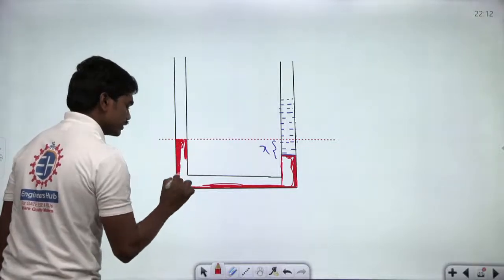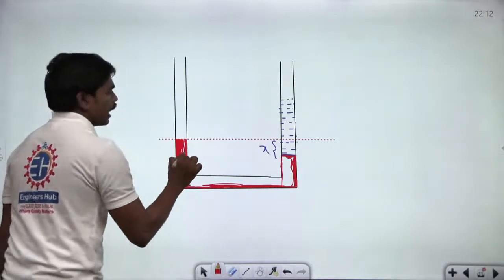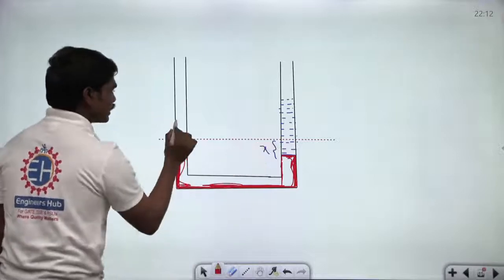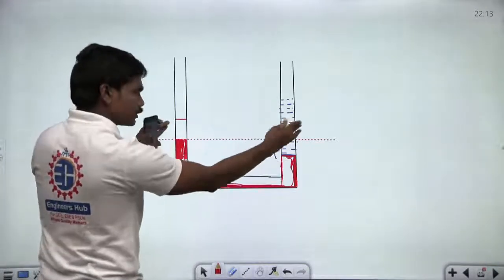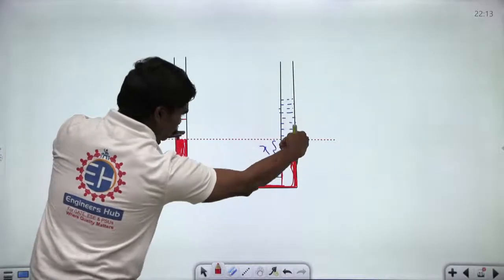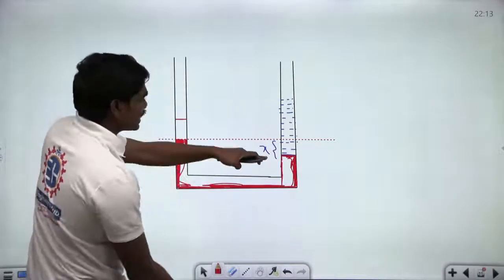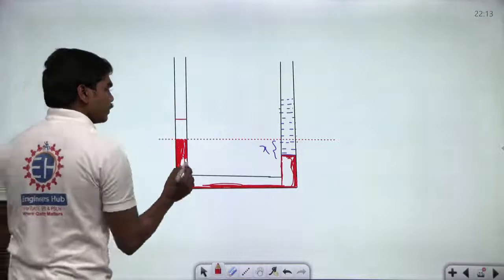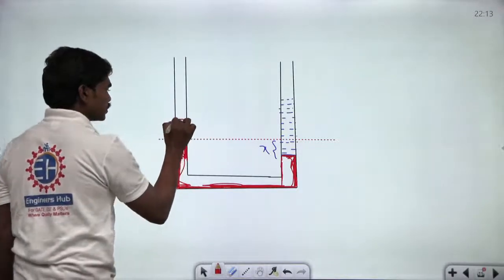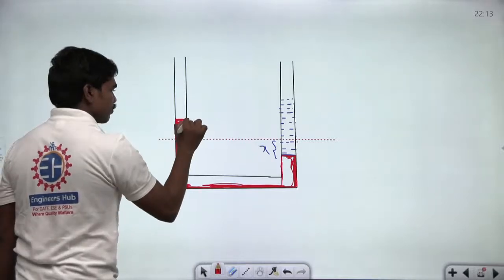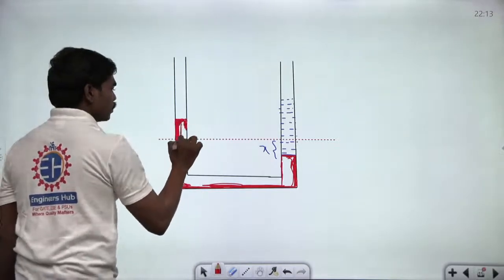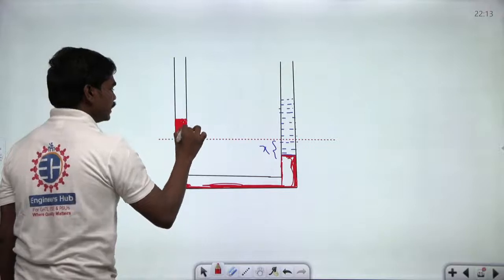Correct? So see here. If there is x depression here, definitely there is some x elevation in the left limb because the total volume of mercury is constant. So if there is some x depression on the right limb, there will be the same amount of elevation in the other limb as well. Let us suppose this is the new level of mercury in the left limb.